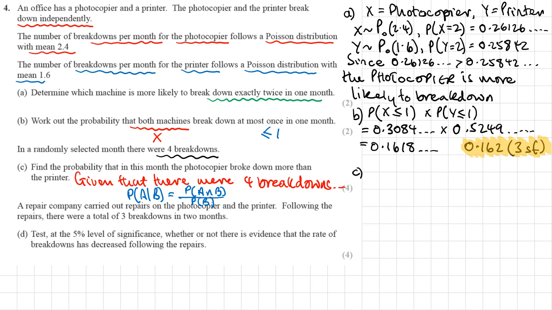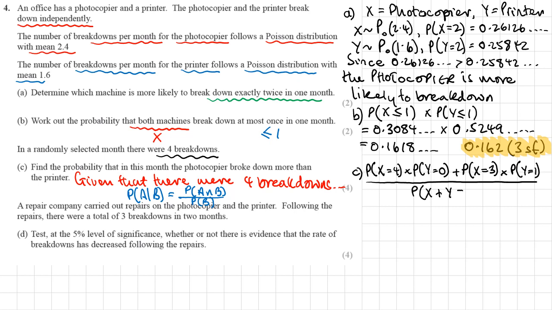Right, so let's have a look at what this is going to look like. If the photocopier is going to break down more than the printer, and there's been 4 breakdowns, either the photocopier breaks down exactly 4 times and the printer doesn't break down, or the photocopier breaks down 3 times and the printer breaks down once. There aren't any other combinations where the number of breakdowns of the photocopier is more than the printer. Any other ones will either be the same, or the number of breakdowns from the printer will be more. And we divide that by knowing that there were in total 4 breakdowns.